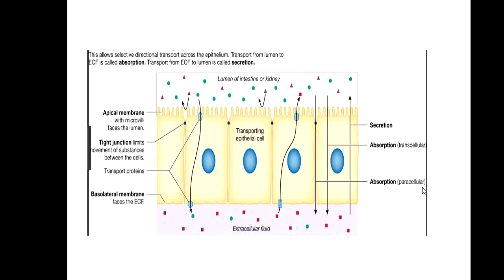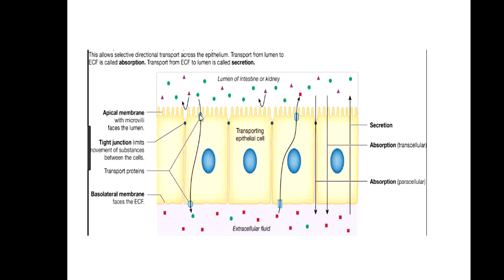While this one is paracellular absorption, in which the food particle, the solvent, is absorbed through the slit between the two cells. The slit between the two cells, and this one you can see.